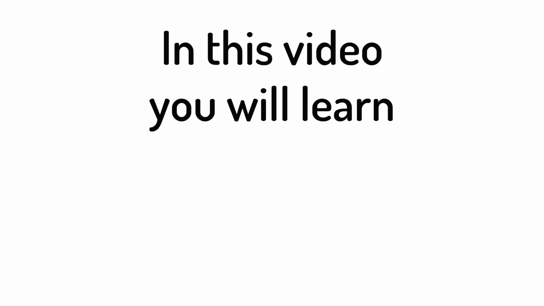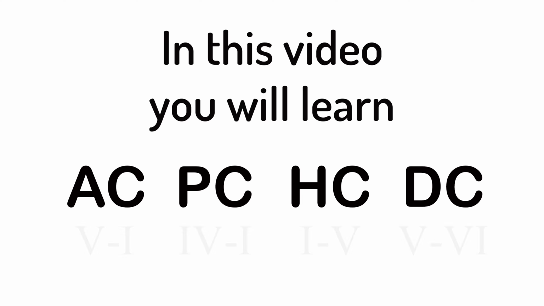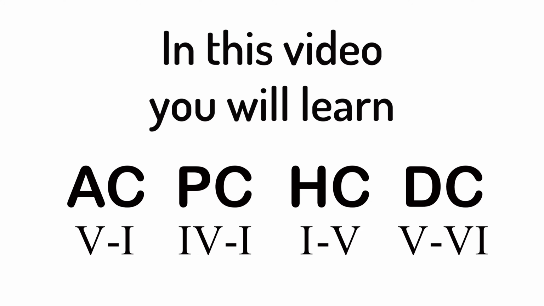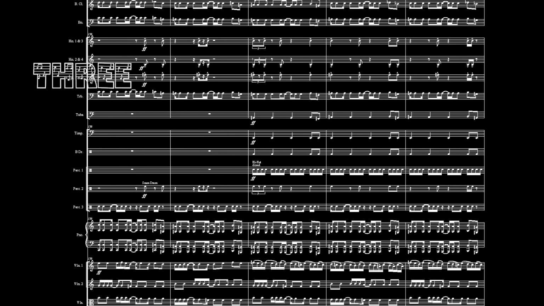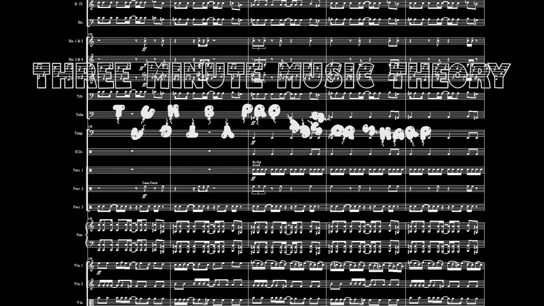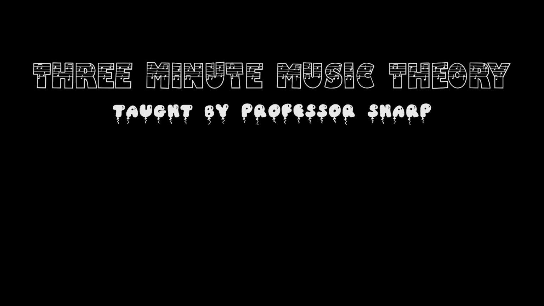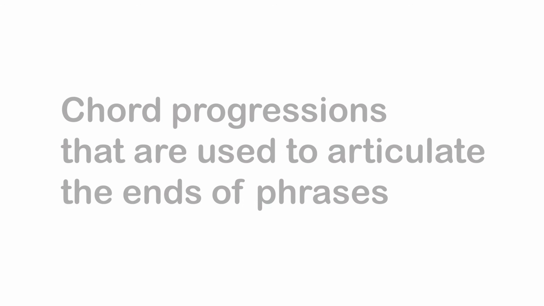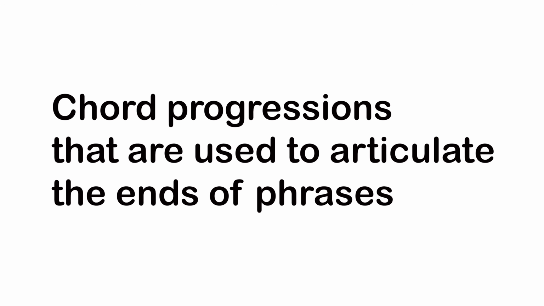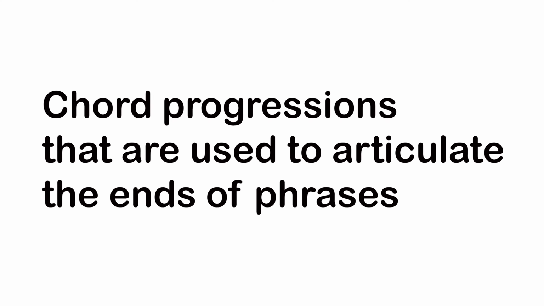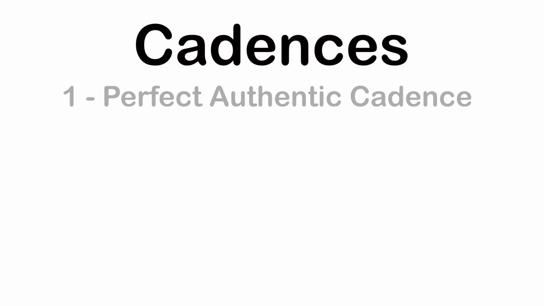In this video, you will learn the 4 cadences in 4-part harmony. Chord progressions that are used to articulate the ends of phrases are called cadences. There are 4 types of cadences, plus a variation. The first is the perfect authentic cadence, and it is the strongest cadence.